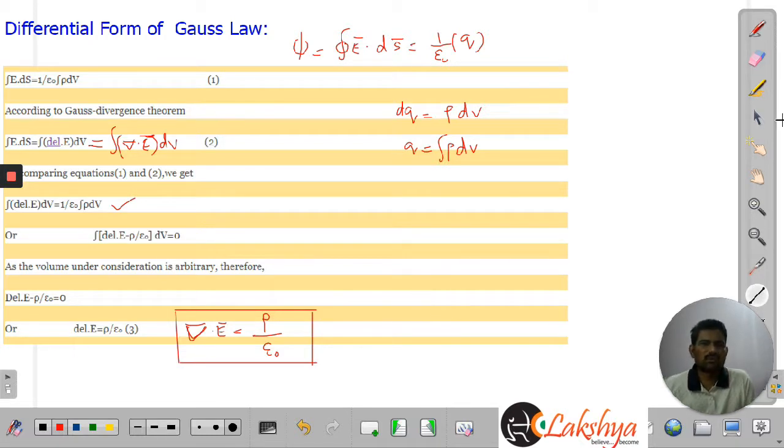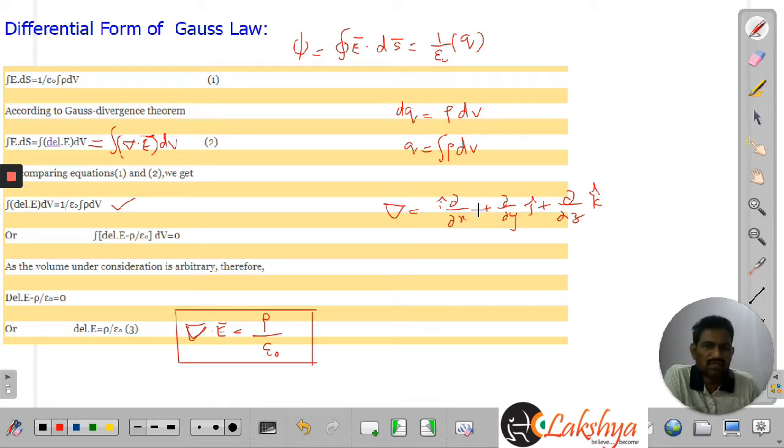So now some of the students may not know about this del operator. It is simply nothing but, we can write this del operator as I cap of dou by dou x plus dou by dou y j cap plus dou by dou z k cap. So this is our del operator.